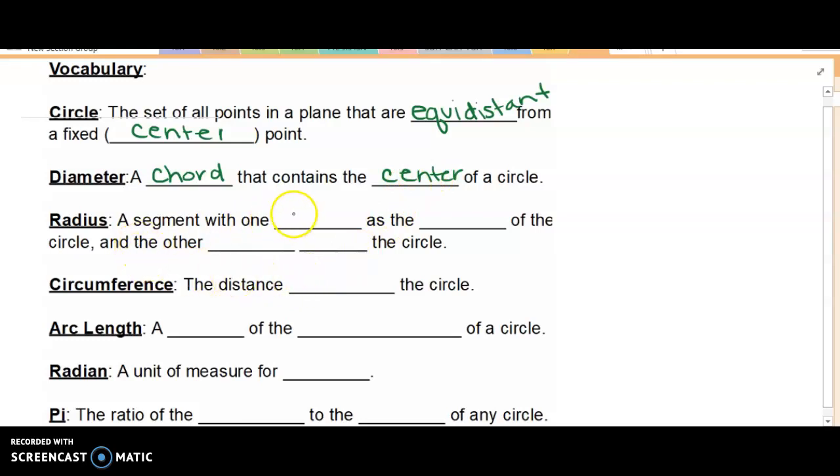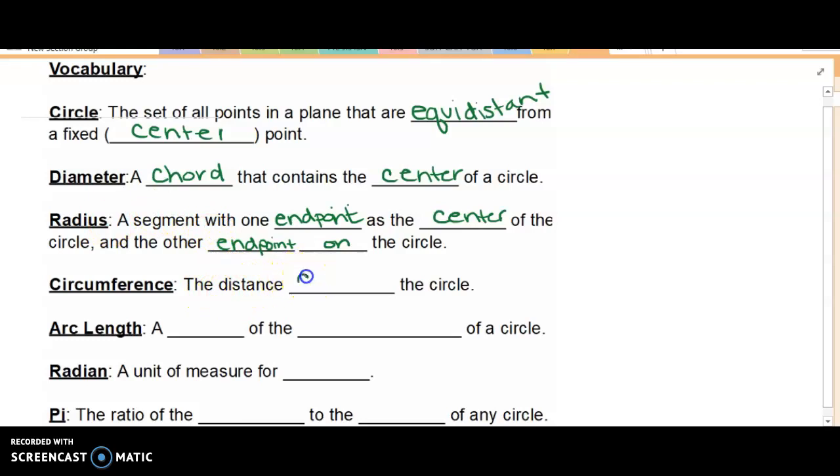And then a radius is a segment that has one endpoint at the center of the circle, while the other endpoint is on the circle. So a diameter is two radii put together.